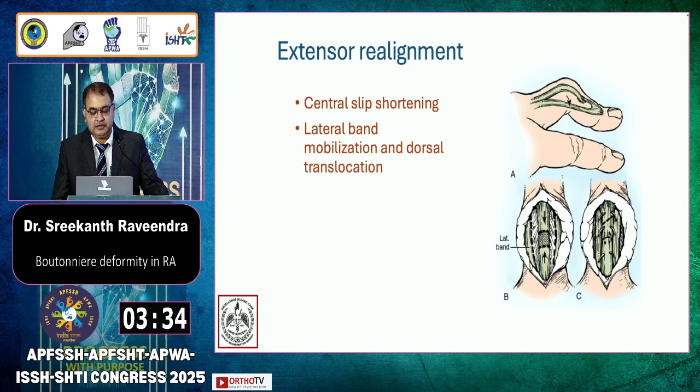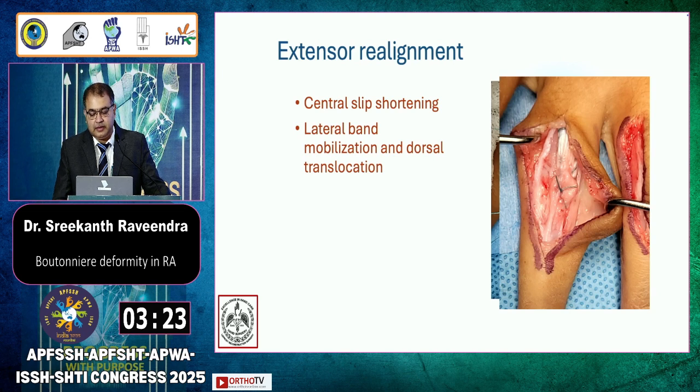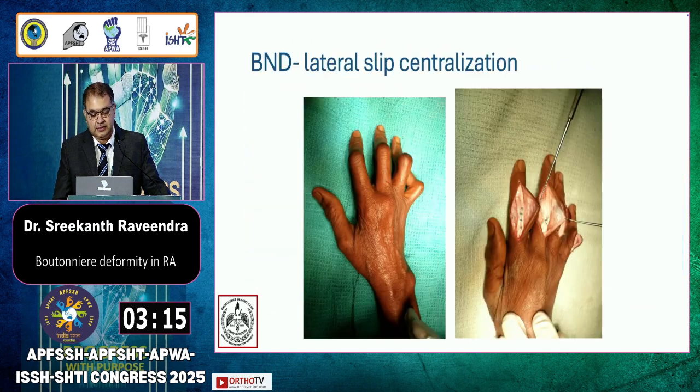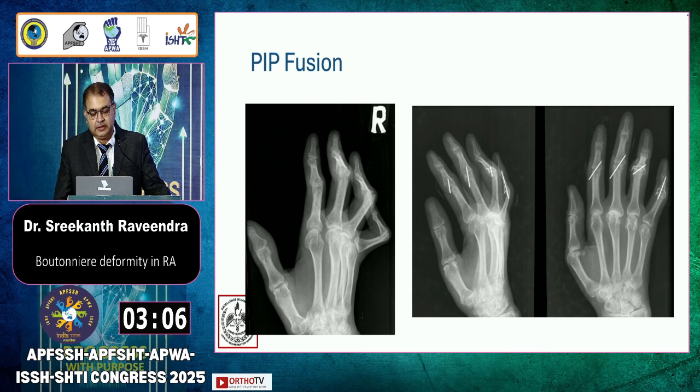And extensor realignment is very important, with central shortening and mobilizing the lateral band to the dorsal side. You can see part of that lateral band is mobilized and sutured to the extensor tendon of the central slip, and the rest of the lateral band is kept volarly. One other case, the lateral band is mobilized and sutured in the center, and that's the post-op function. In case of severe damage to the PIP joint, we can go for PIP fusion, that is the best, rather than an arthroplasty, because of soft tissue rebalancing. And this is one of the patients where we did PIP fusion of all the fingers.